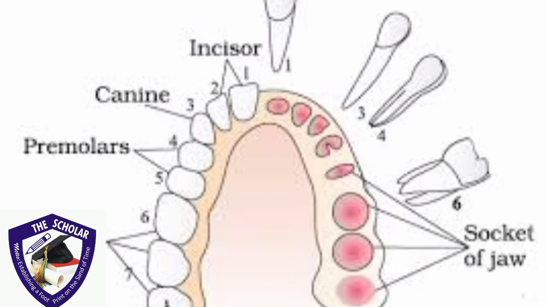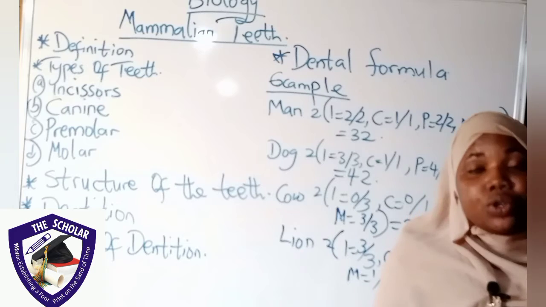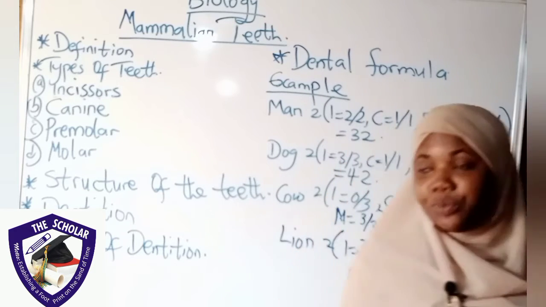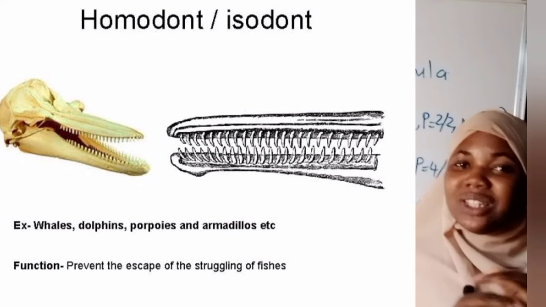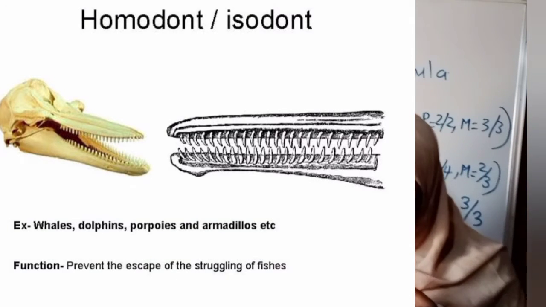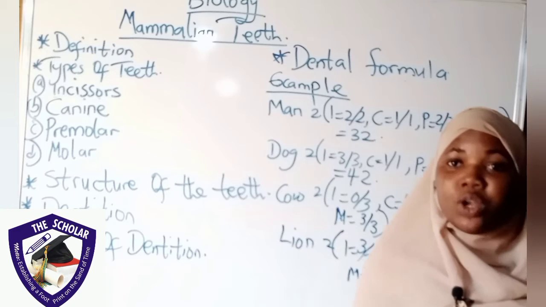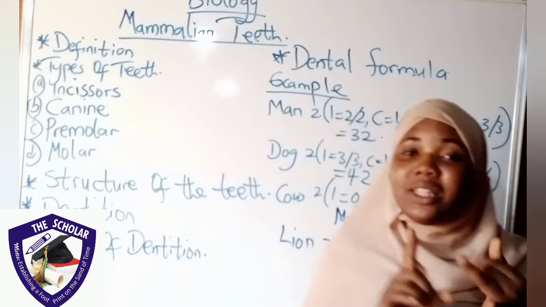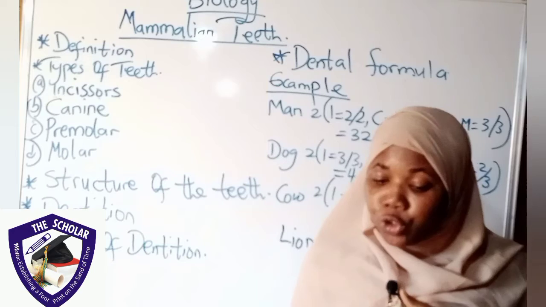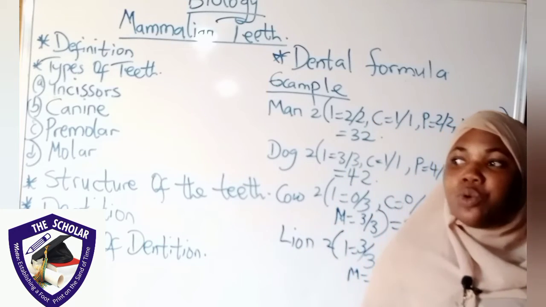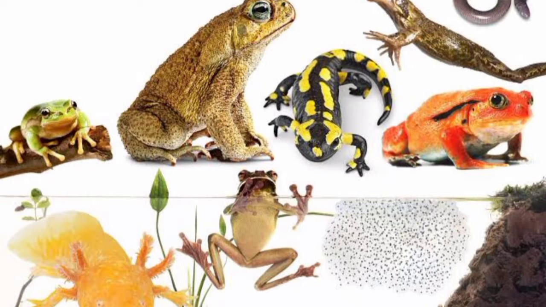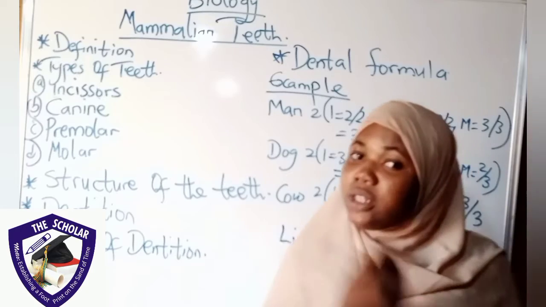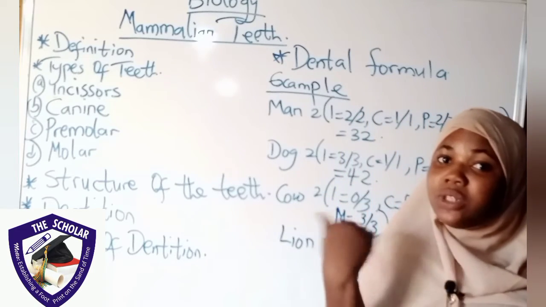Now the two types of dentition that we have are homodont dentition and heterodont dentition. The first type, which is homodont dentition, has teeth of the same type and size, and they are not specialized to any function. For homodont dentition, they are the same size, they have the same function, and they are of the same type. So this kind of teeth is present in fishes, amphibians, and reptiles such as snakes and frogs. They have the same type of teeth for the same function and also the same size.